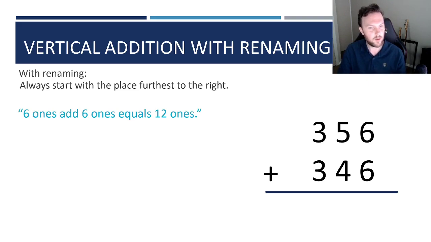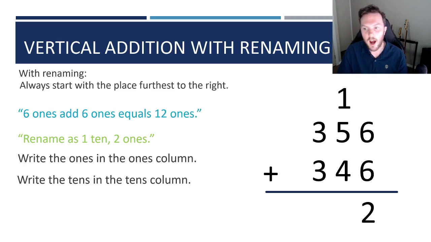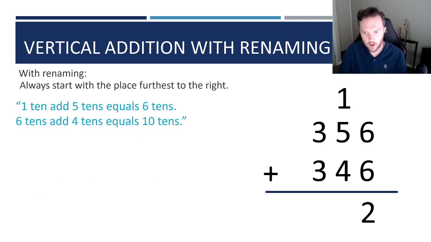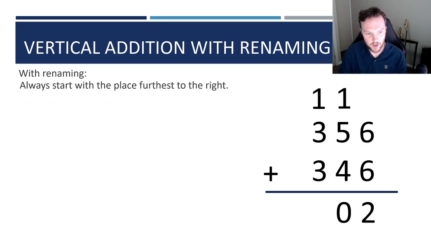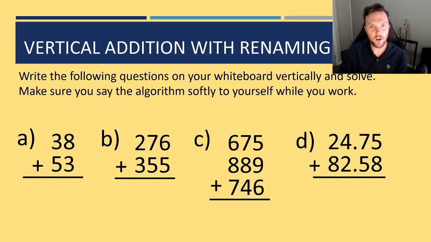So 6 1s add 6 1s equals 12 1s. Rename as 1 10 2 1s. It shows them how to record it. I'm just going to go through the rest of the question just to get to the examples for you. And then once we've got through that, questions for them.